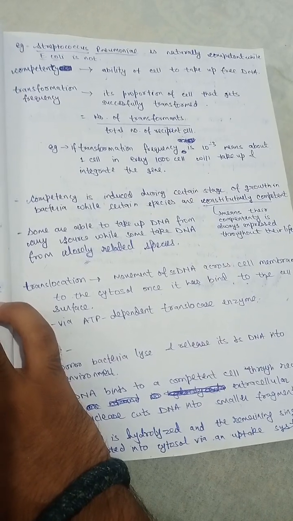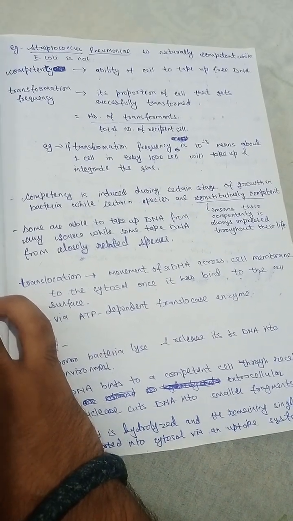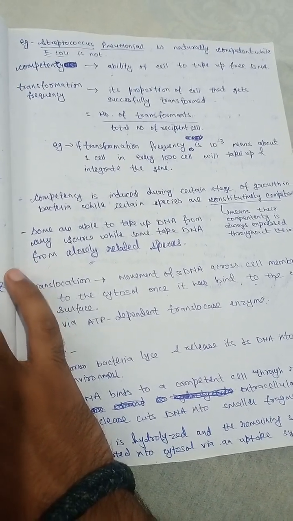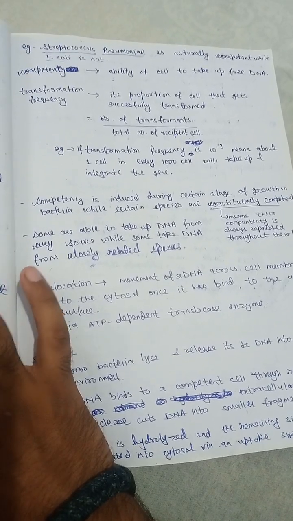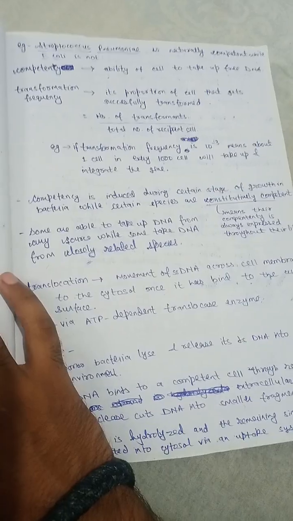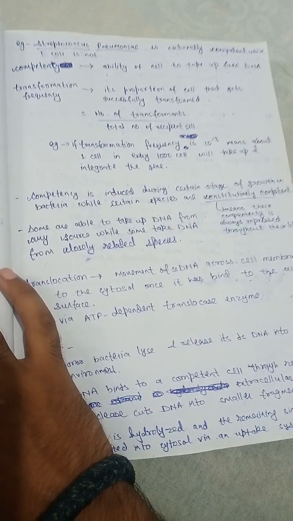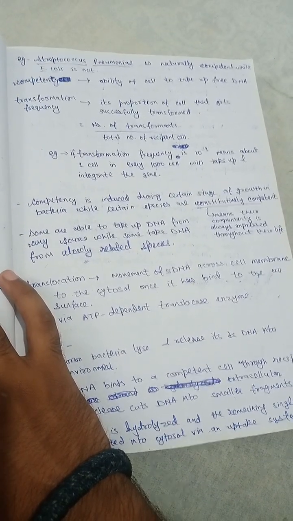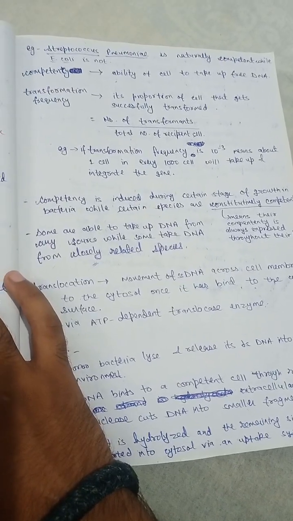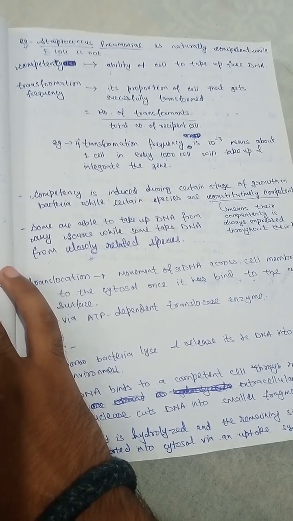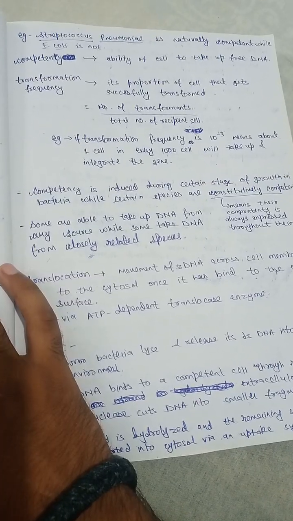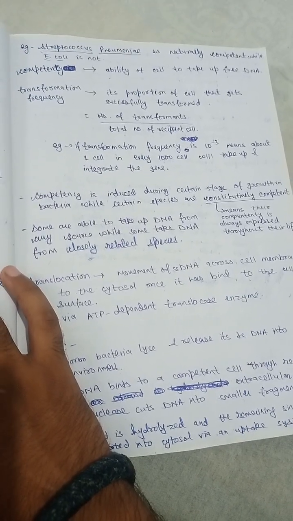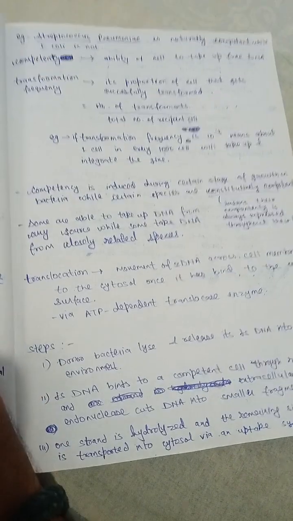So what is transformation frequency? Transformation frequency is basically the proportion of cells that get successfully transformed. Let's suppose there are 100 cells, and I put those 100 bacterial cells on a petri dish. The petri dish also has several DNA fragments. Out of those 100 cells, let's suppose only 2 cells were naturally competent. So those 2 cells took up the DNA.